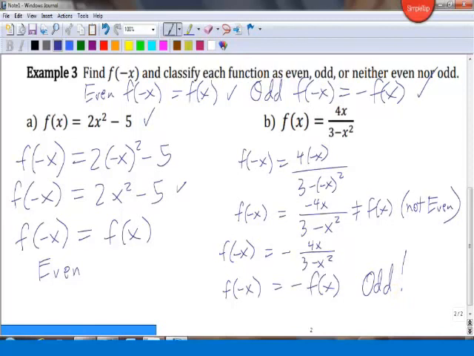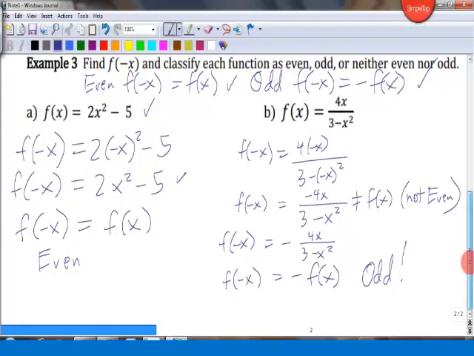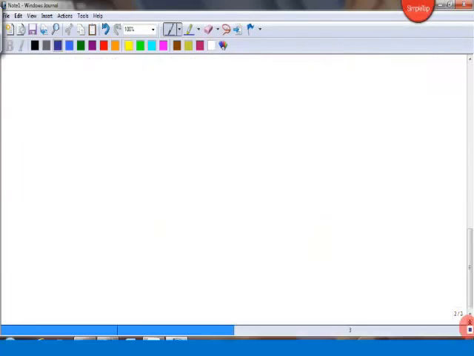And if we were to sketch the graph of this first one, y equals 2x squared minus 5, it would be symmetric with respect to the y-axis. The graph of the other one, we'll graph expressions like this, functions like this, in section 3.5, or is it 3.6? I can't remember. When we look at rational functions. But you want to enclose the 3 minus x squared in parentheses, 4x divided by the quantity 3 minus x squared. Look at that picture, and it is symmetric with respect to the origin. Origin symmetry it has.